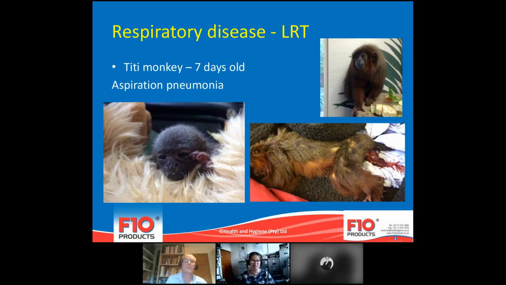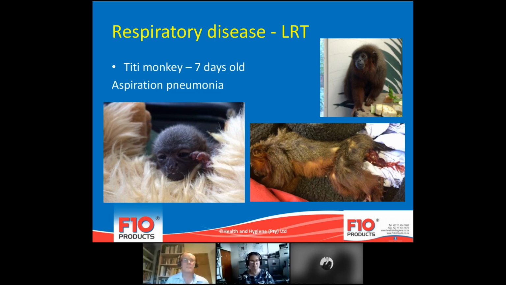So this was a titi monkey. Sadly, keepers came in the morning, found that she'd given birth but had a prolapsed uterus, and she was already in shock when we saw her, so she didn't make it. But it did mean that her baby also had to be hand reared.